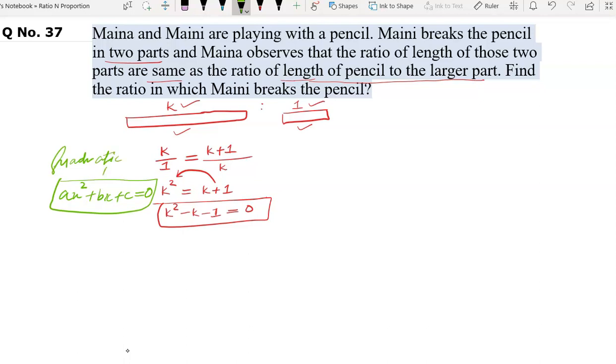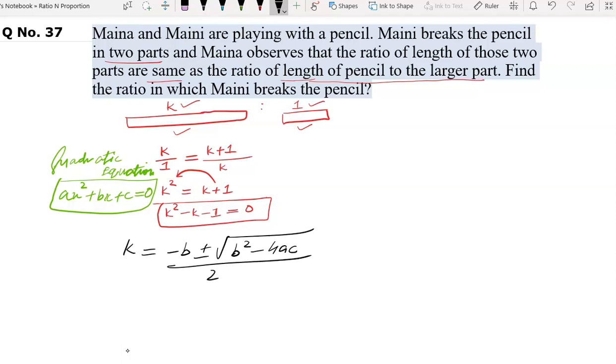This is a quadratic equation. Now we know if this is a quadratic form of equation, then the roots will be what? Our k will be minus b plus or minus root b square minus 4ac upon 2a. Now minus b is minus 1, so minus minus will cancel out and it will become plus.